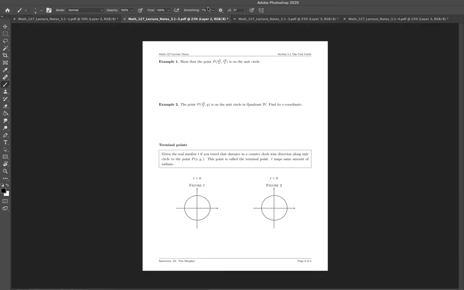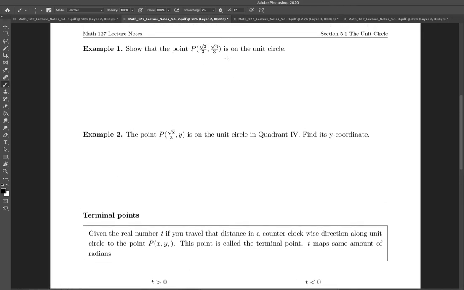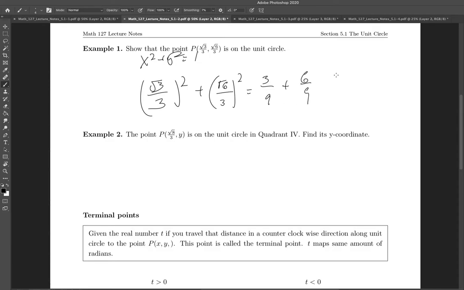The next thing we have, let me zoom on in. It's going to say, show that this point's on the unit circle. So how am I going to show something's on the unit circle? Well, I'm just going to say it satisfies this equation, x squared plus y squared equals 1. So how do I do that? Well, here's my x, so square root 3 over 3 squared plus square root 6 over 3 squared is equal to 3 over 9. We square both top and bottom here. Square both top and bottom here would be 6 over 9. So that's 9 over 9, which of course is 1. So this definitely satisfies this equation.